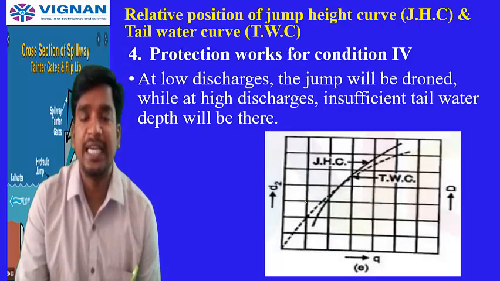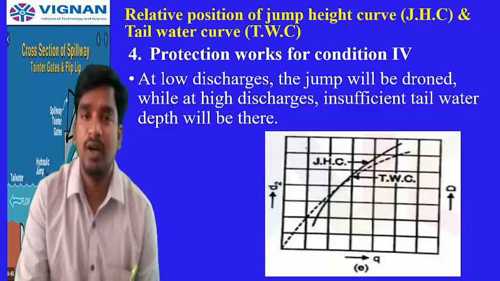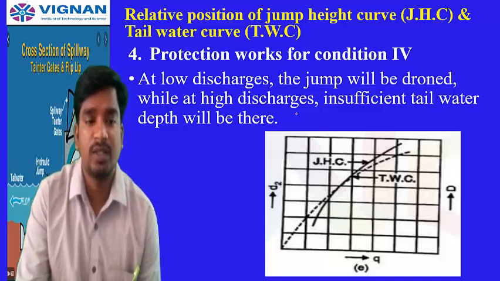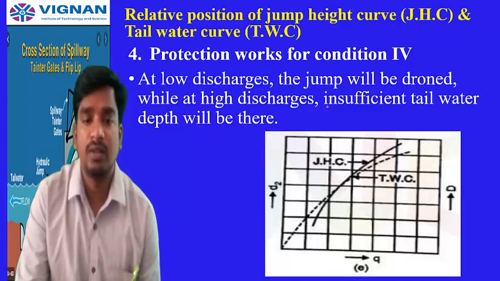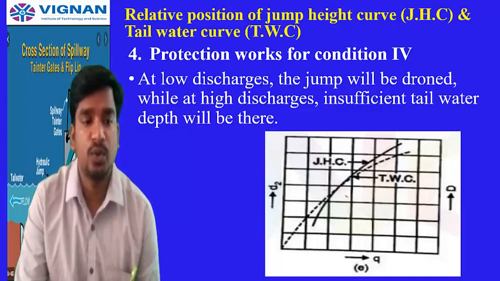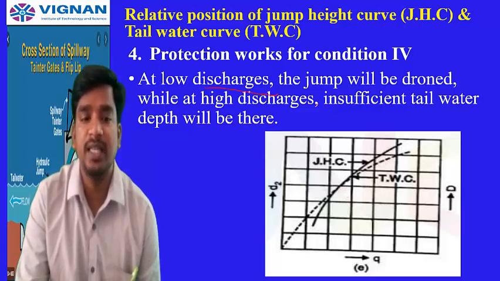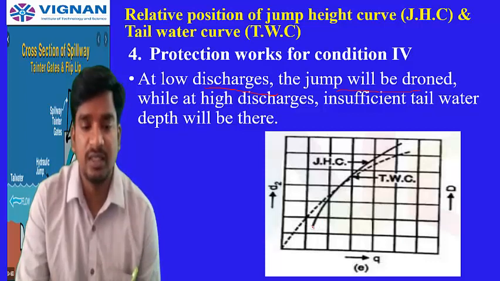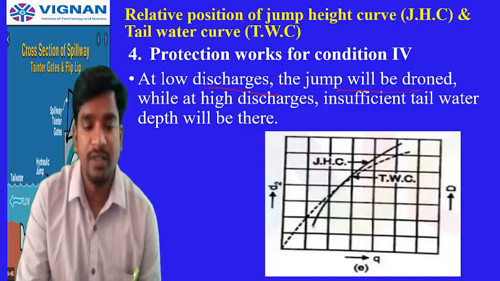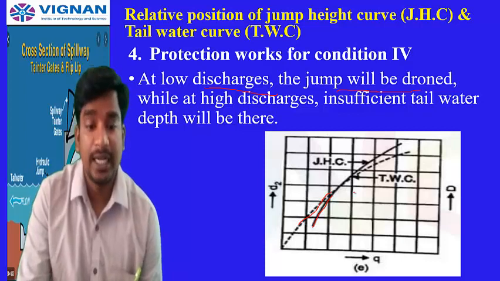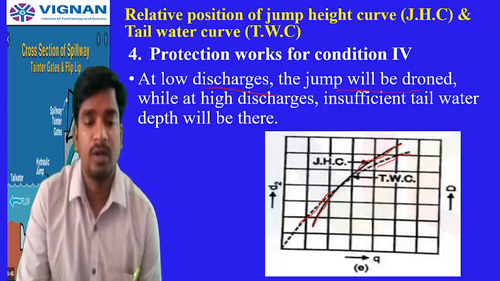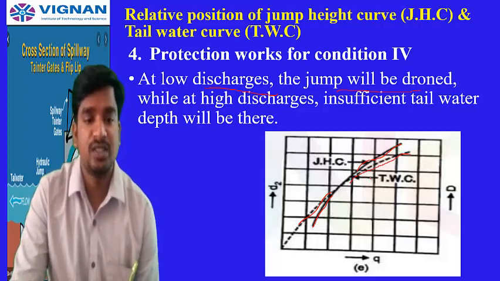Now the fourth condition: what is the fourth condition? It varies, under variable discharges, small and high discharges, in how the jump height curve and the tailwater curve coincide. At low discharges, at the initial stages, the jump height curve is lesser than the tailwater curve. At higher discharges, what happens? The jump height curve is greater than the tailwater curve. So these are the two different conditions here.